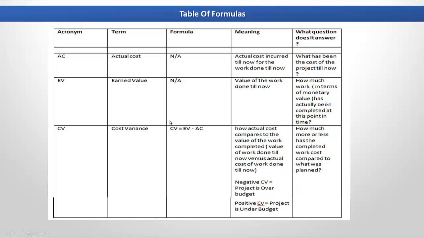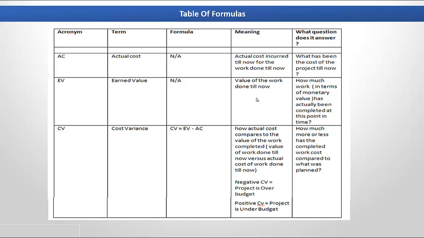The next term that we're going to learn about is earned value. The acronym for earned value is EV. And earned value refers to the value of the work that has been done till now. Or in other words, it refers to the value of the work that has been done up until a particular point in time on the project.